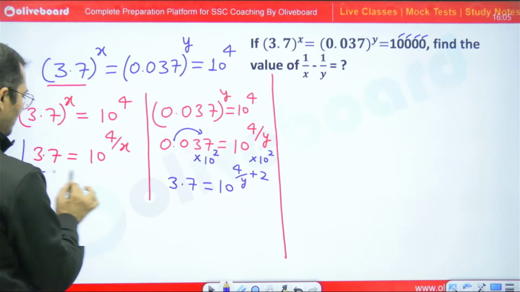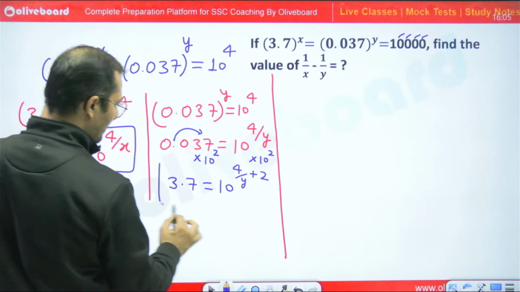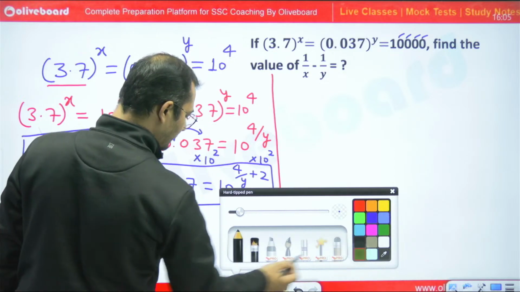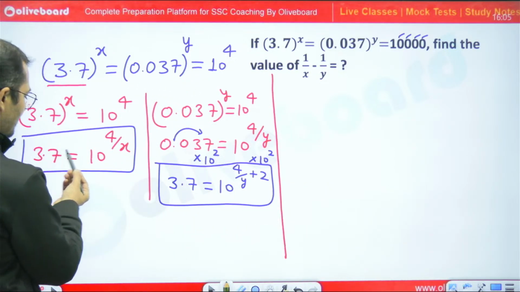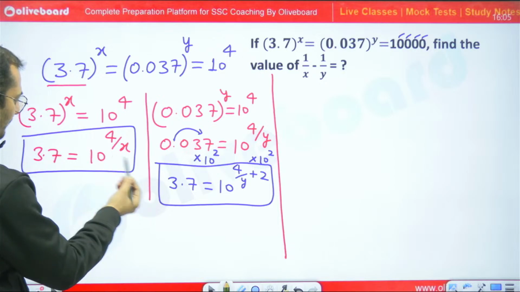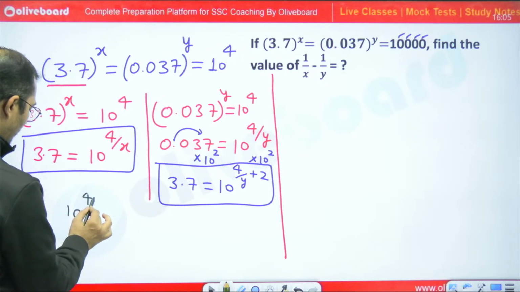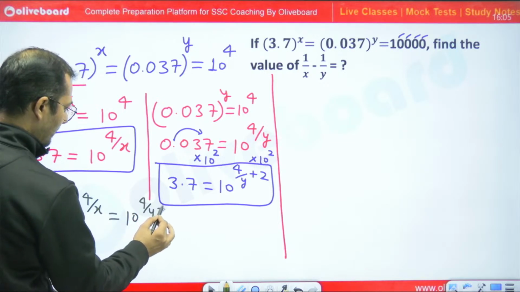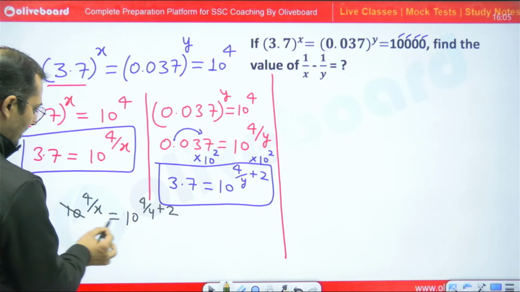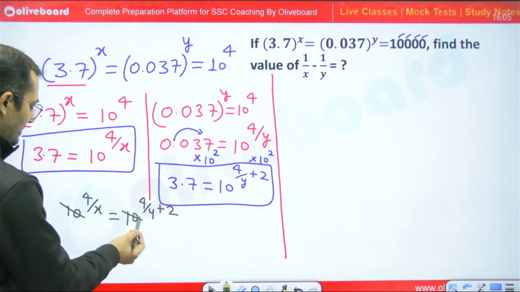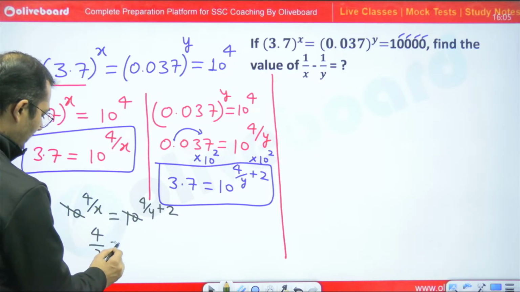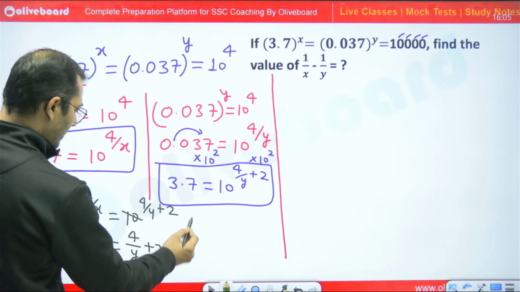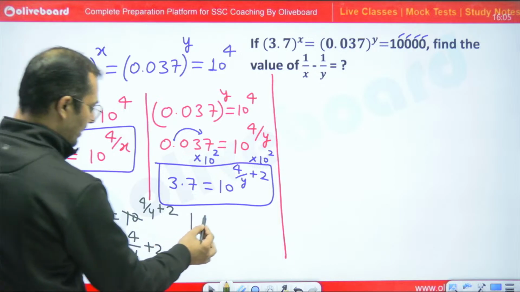So we can say that this is equation 1 and this is equation 2. From both equations we have the value of 3.7 here and here. So after comparing, we can say that 10 to the power 4 upon x would be equal to 10 to the power 4 upon y plus 2. See, the bases are the same, so they will be cancelled, and we can compare the powers. So 4 upon x would be equal to 4 upon y plus 2. So transfer 4 upon y to the left side, so I will get 4.